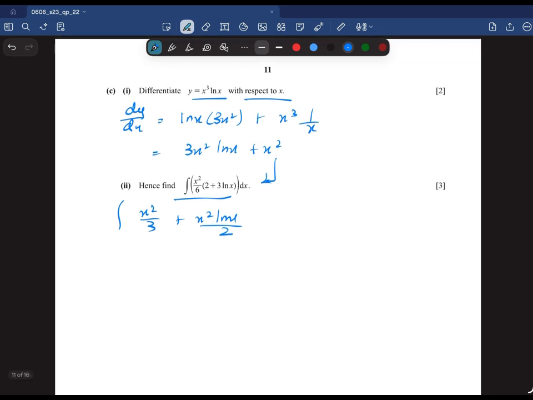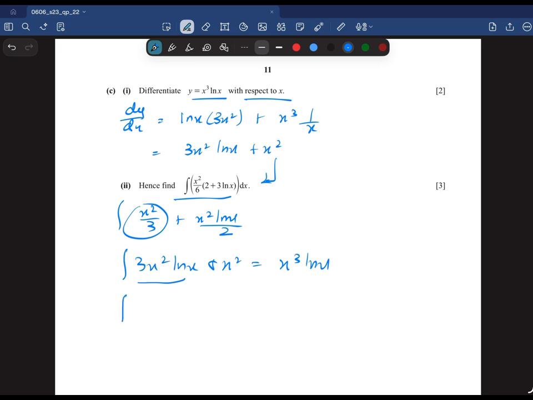Now we cannot find the integral of this directly, so we need to use the answer to our previous question. So the integral of 3x squared ln x plus x squared is equal to x cubed ln x. We need to transform this into this. So let's do that.